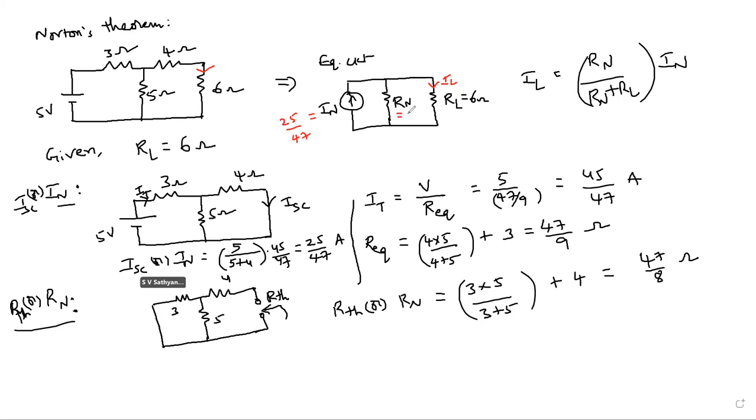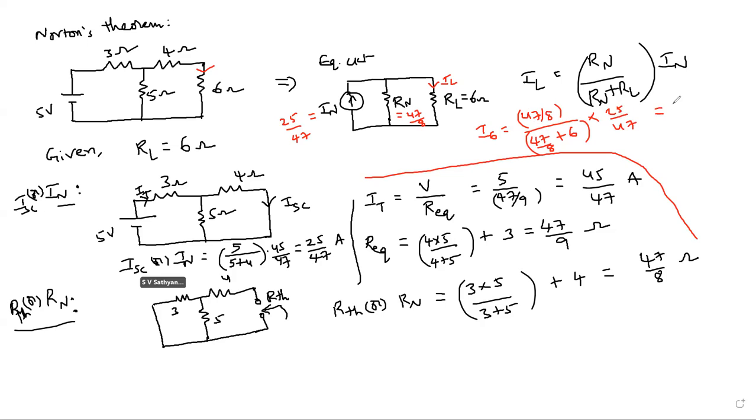Here the Rn value is 47 by 8 ohms. So by substituting, IL, nothing but the current passing through 6 ohms, equals Rn by Rn plus 6, that is 47 by 8 by 47 by 8 plus 6, multiplied with 25 by 47. How much? We got, sir, 5 by 19 amperes. Same answer. Yes, sir.